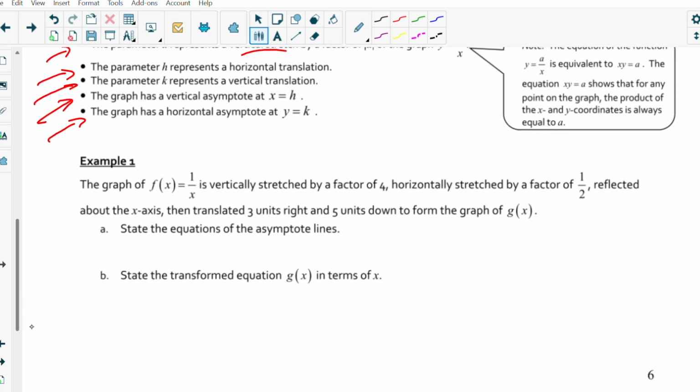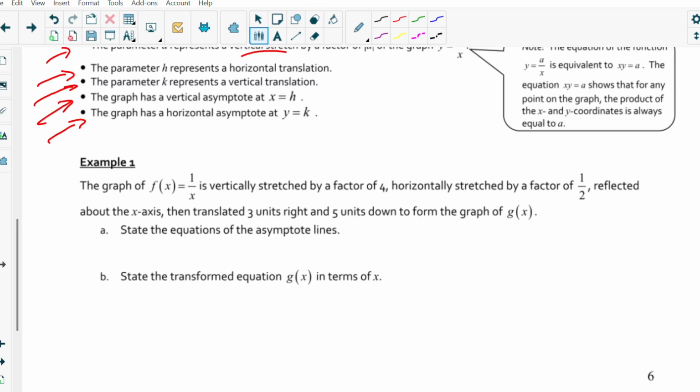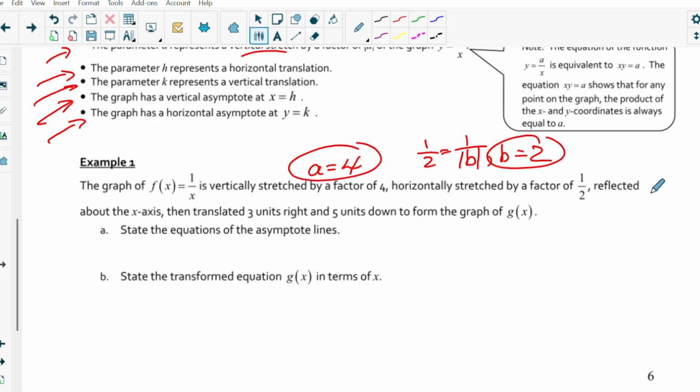Example 1. The graph of f of x equals 1 over x is vertically stretched by a factor of 4. Horizontally stretched by a factor of 2, so 1/2 equals 1 over absolute value of b. So b equals 2. Okay, so here we go. Reflected about the x-axis, so that is going to be an a value less than 0. Okay, then translated 3 units, right? H equals 3, 5 units down, k equals -5 to form the graph of g of x.